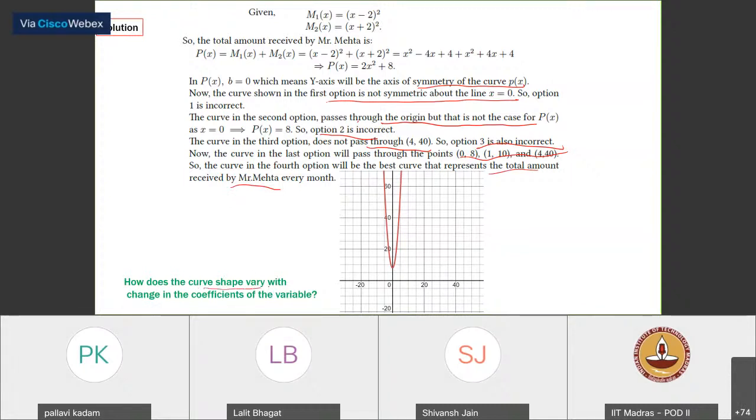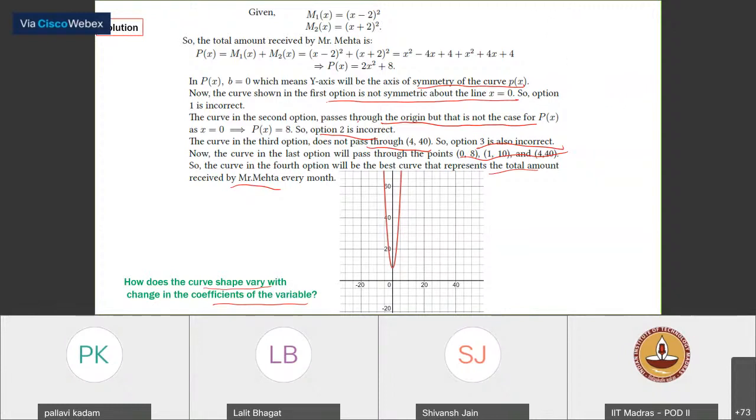How does the curve vary? I was thinking about what other questions you can ask from here. How does the curve shape vary with the change in the coefficients and the variable? So if we take ax squared plus bx plus c, and say put, like, sorry.